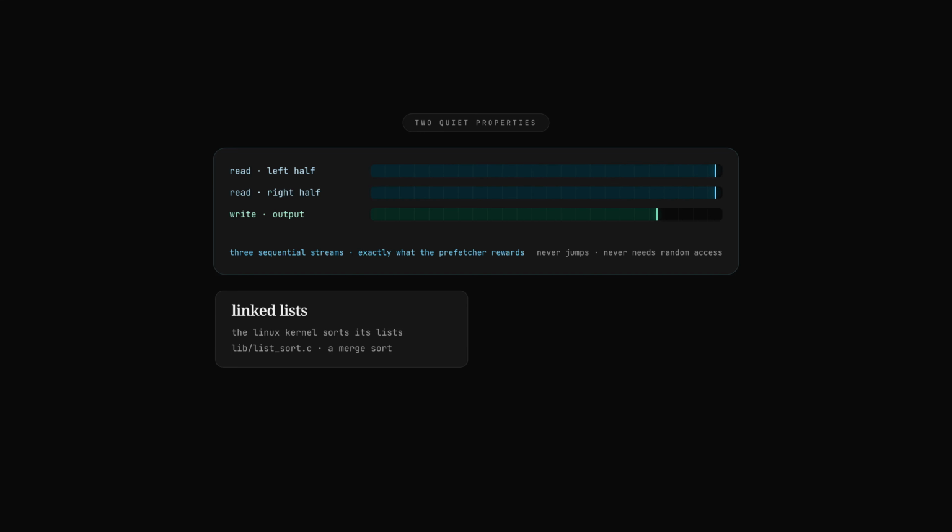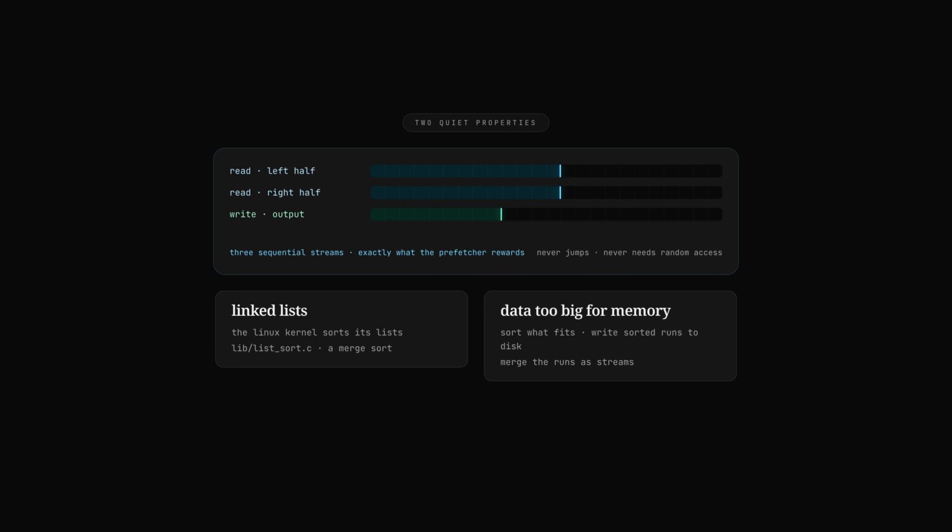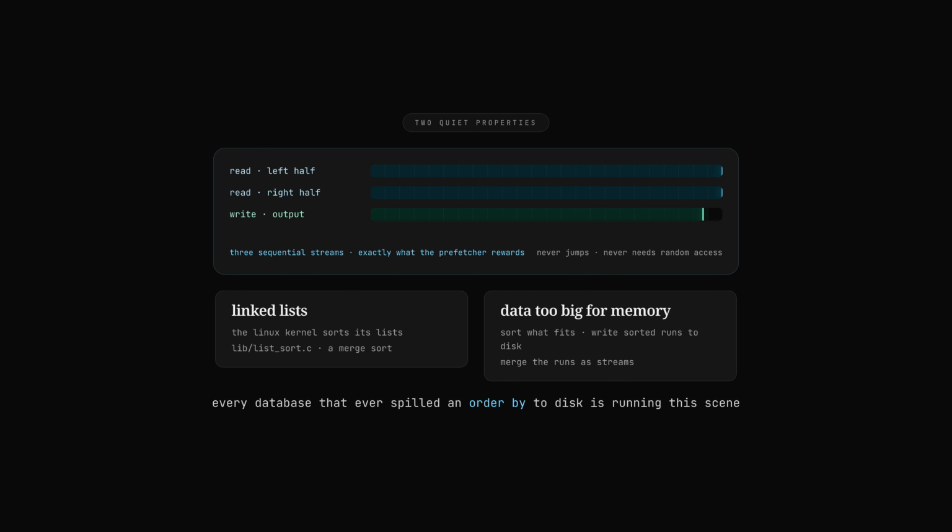It's a merge sort. And data too big for memory? Entirely. Sort what fits. Write sorted runs to disk, then merge the runs as streams. Every database that has ever spilled an order by to disk is running this scene.